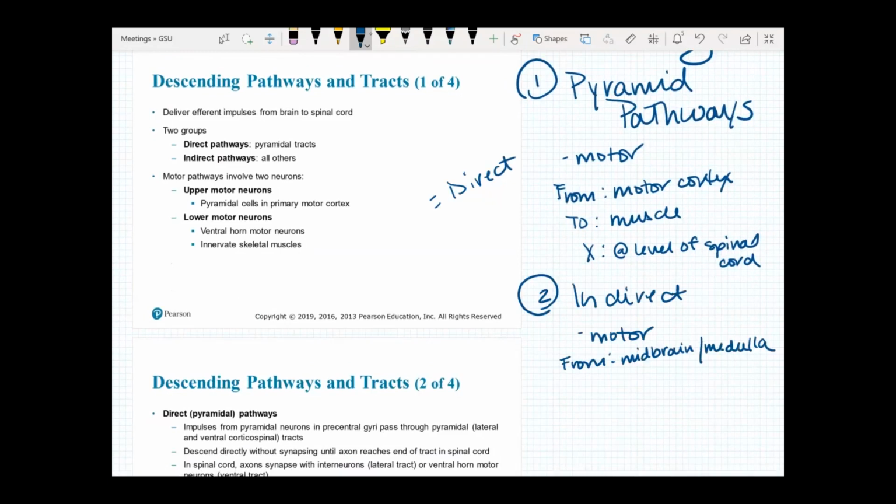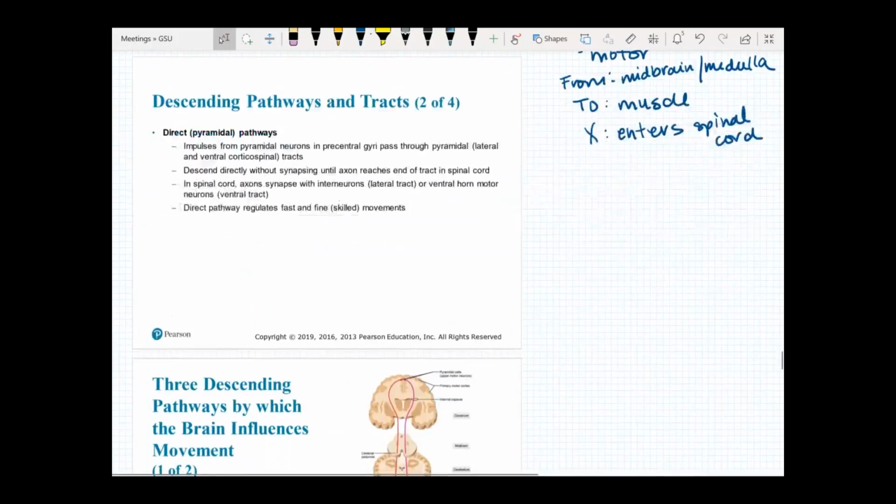And this will send information to the same place. It'll send it all the way down to the muscle. But wherever this will cross, it will cross when it enters the spinal cord. So the difference between these two, again, we're going to draw these the same way we drew the other one. Here's my brain, spinal cord.